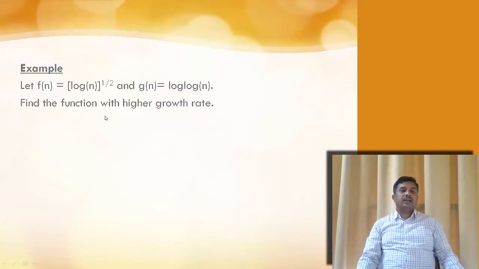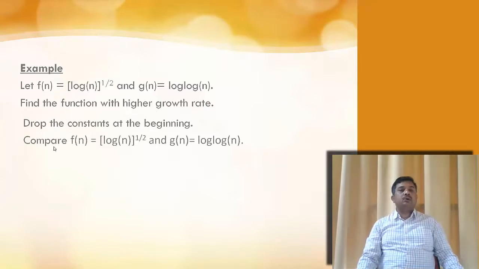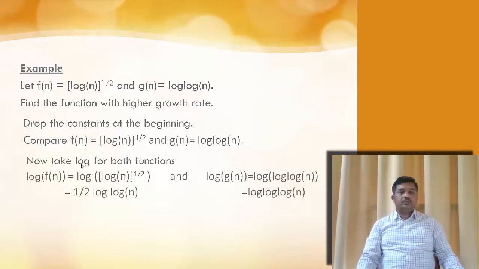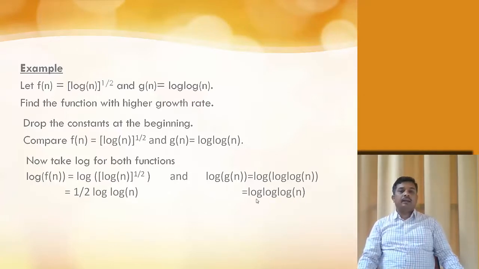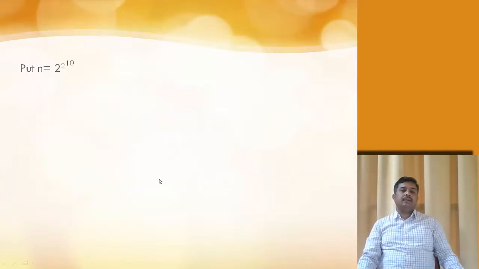Now let us check fn equal to log n to the power half and gn equal to log n. We need to find the rate of growth. So what we need to do, drop constant. So there is no constant, nothing to drop here. So as usual fn and gn we are going to compare. So we need to take log both sides. So fn becomes half log n and gn becomes log n.